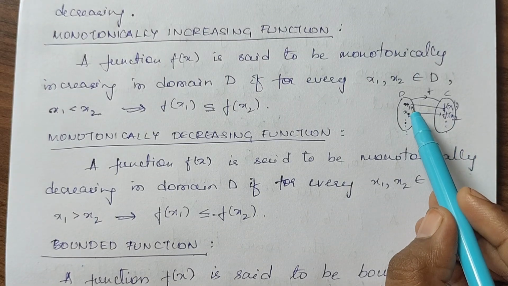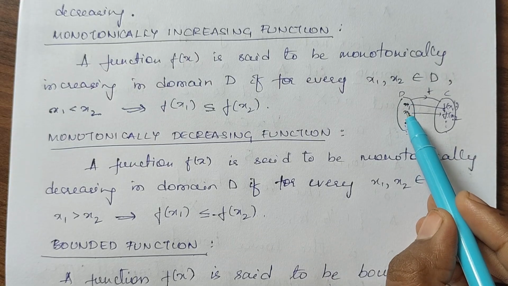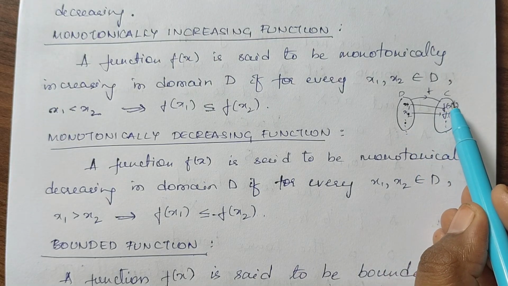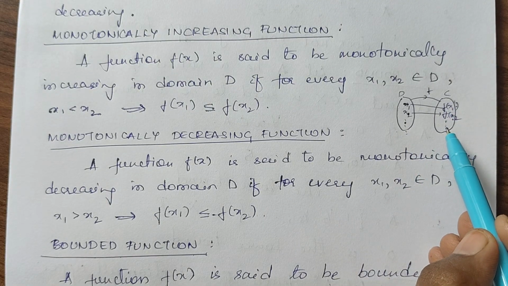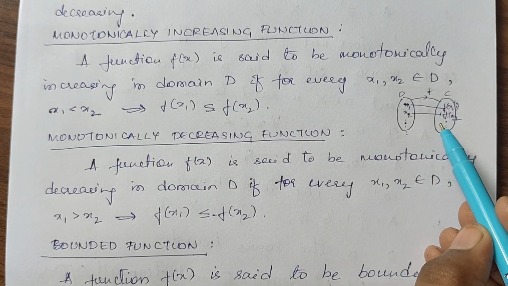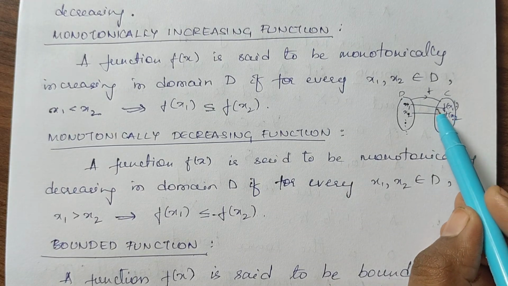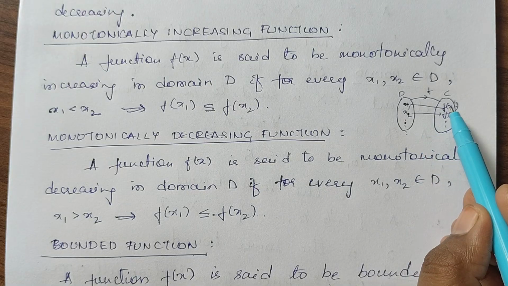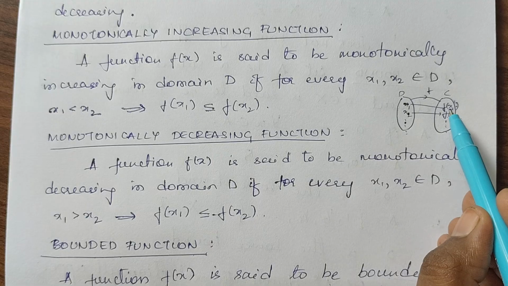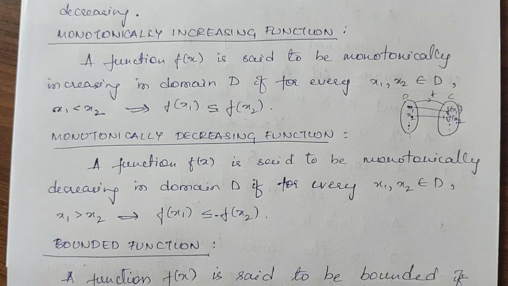See, if x1 is greater than x2, means x2 is less than x1, x3 is less than x2. See, this is decreasing, then this must be increasing, then we say that it is a monotonically decreasing function. If it is strictly decreasing, then what is that? Strictly decreasing means if x is decreasing, then f of x should be increasing. If x2 is less than x1, then f of x2 should be greater than f of x1. Okay, so this is the meaning of strictly decreasing.